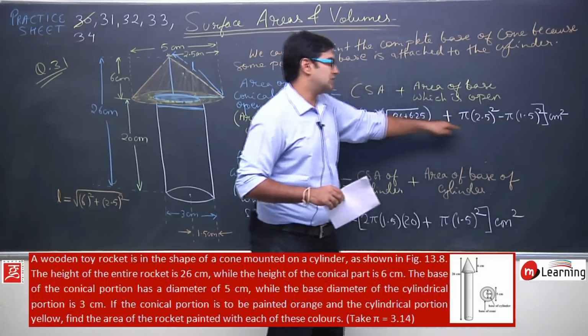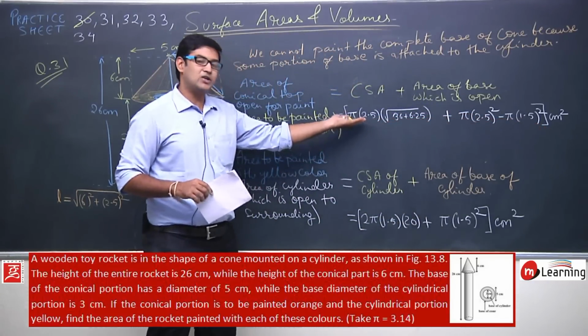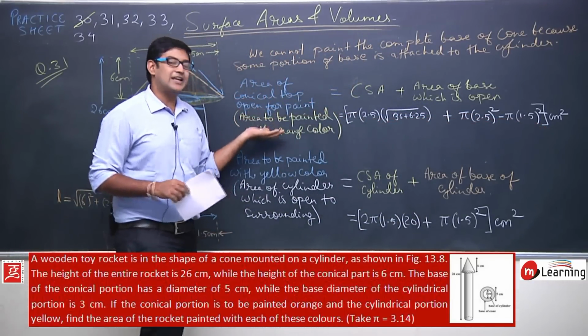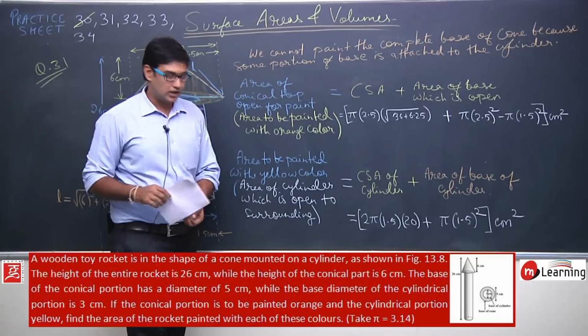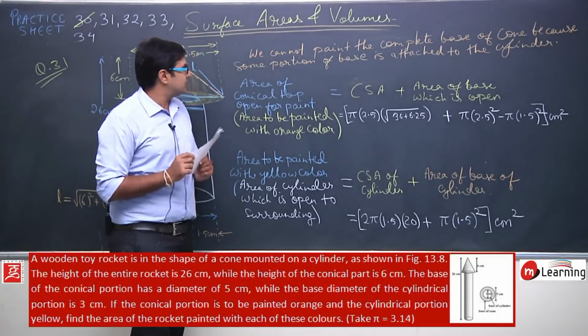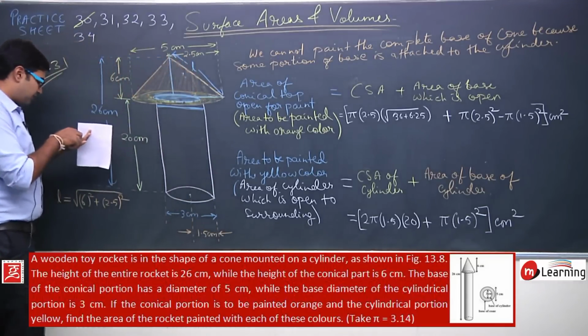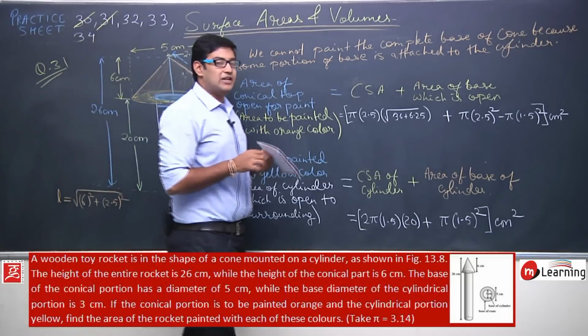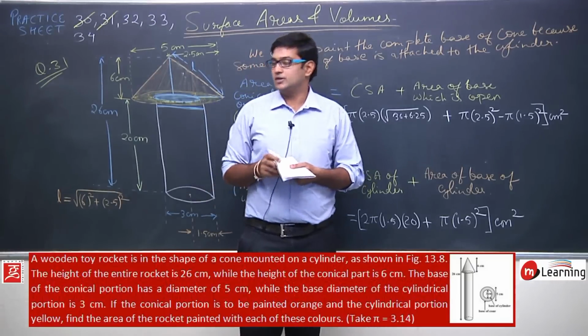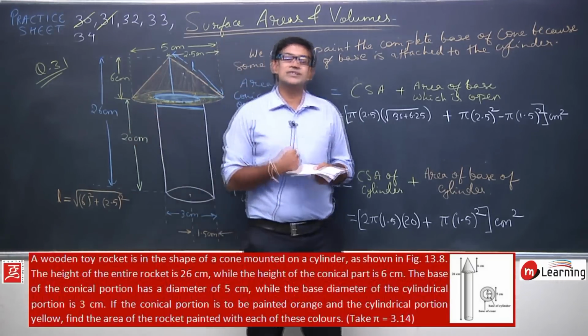Okay, so just solve this value, solve this equation, and you will get the value of area that needs to be painted with orange, and from here you will get the yellow. Okay, so this is the question number 31. Very interesting question, very logical question. You need to be very careful while solving this question. Okay, so first you note this, then we will continue.